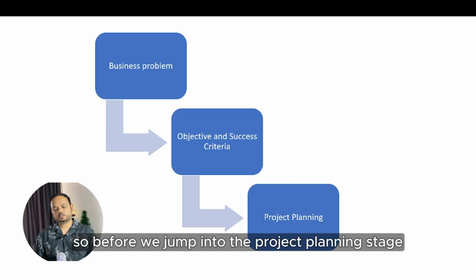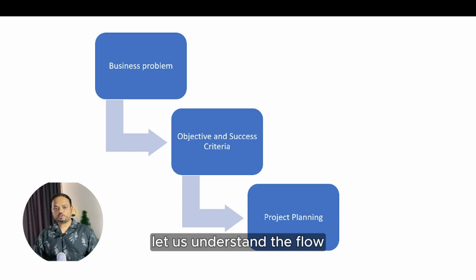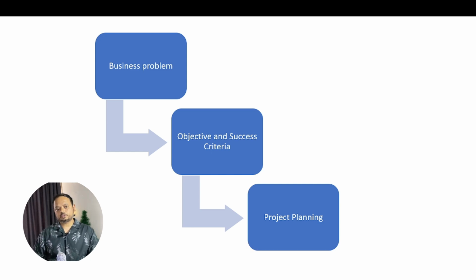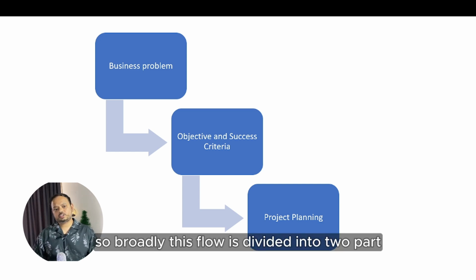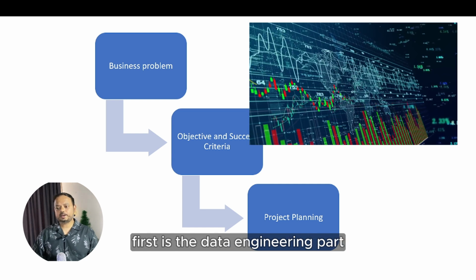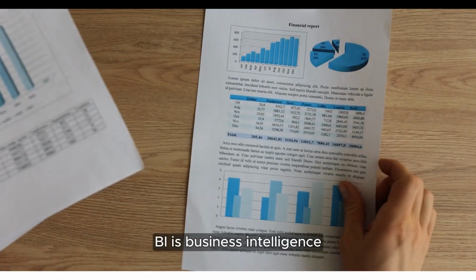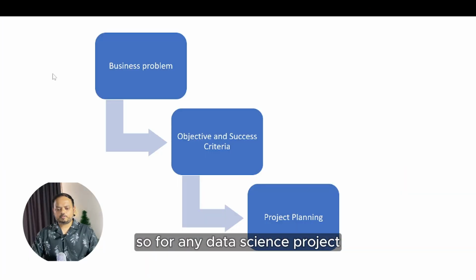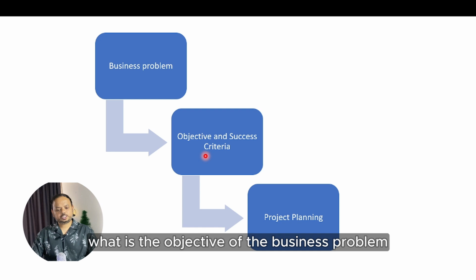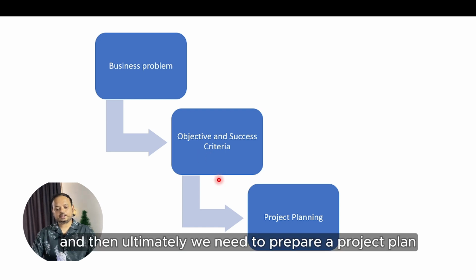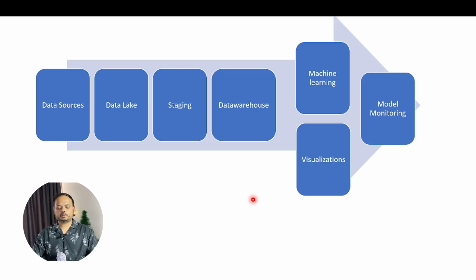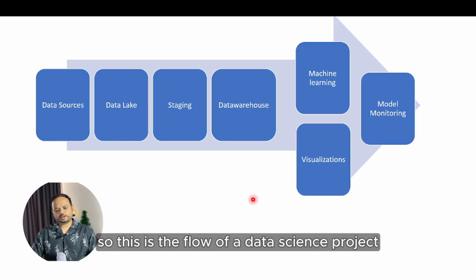Before we jump into the project planning stage, let us understand the flow of any data science project. Broadly, this flow is divided into two parts. First is the data extraction part, and second is the machine learning and the BI part. BI is business intelligence. For any data science project, it is important to understand what the business problem is, then what the objective for that business problem is, and then what the success criteria are. And then ultimately, we need to prepare a project plan.